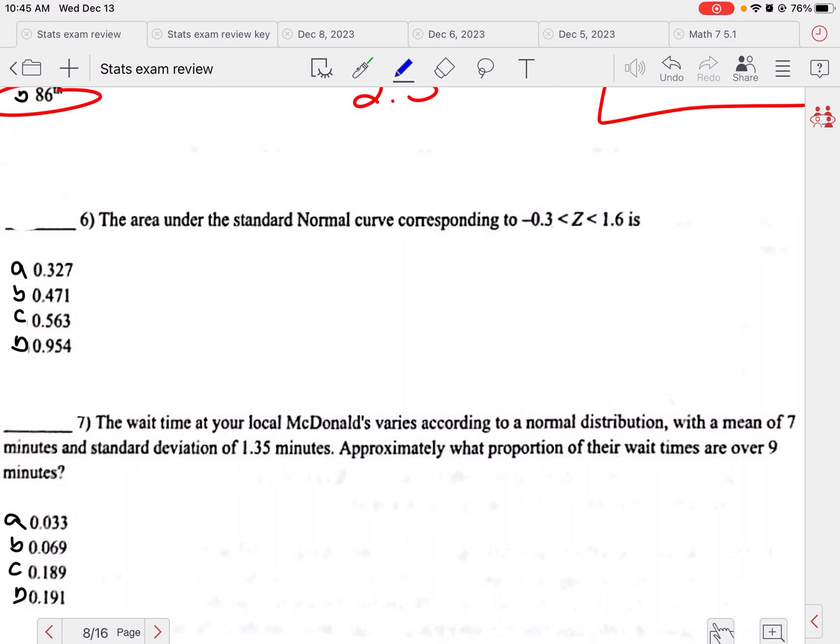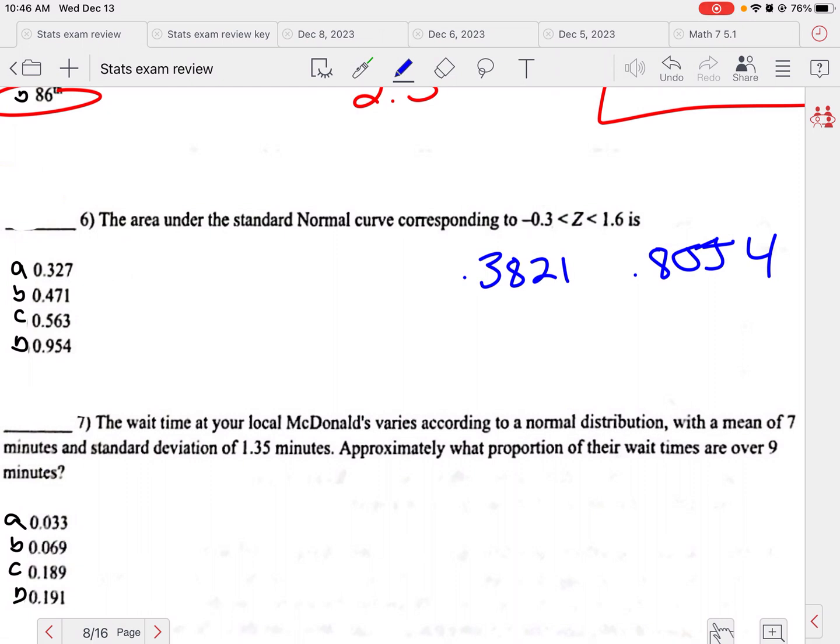So I'm going to look up negative 0.3 in my table. Negative 0.3 is 0.3821, and I'm going to look up 1.6 in my table. 1.6 is 0.8554, and I'm going to go ahead and subtract those. So 0.8554 minus 0.3821. Oops. Make sure you write your decimals in your calculator, otherwise life is going to be hard.